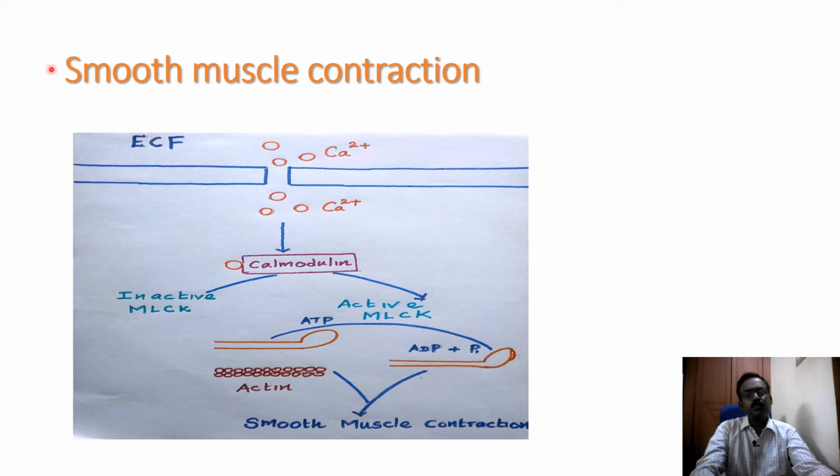Molecular basis of smooth muscle contraction. When the smooth muscle is stimulated, the action potential travels through the smooth muscle. It allows calcium from the extracellular fluid into the smooth muscle cell. Calcium binds with calmodulin, which activates myosin light chain kinase. This activated myosin light chain kinase uses high energy phosphate from ATP on the myosin head. Then actin slides over myosin, producing smooth muscle contraction. This contraction is maintained for a long time, producing the latch bridge mechanism.